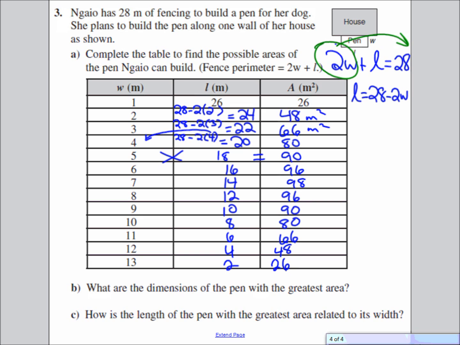Okay, so in the question it says, find the possible areas of the pen, okay? She wants the largest pen possible, so the greatest area based on using 28 meters of fence. So all you do now is you come here and you look for the greatest area. So our greatest area is right here, 98 meters squared. So what are the dimensions of the pen with the greatest area? The dimensions are 7 by 14.